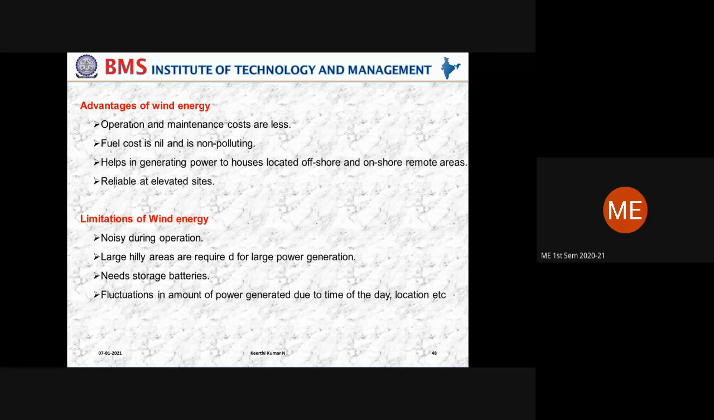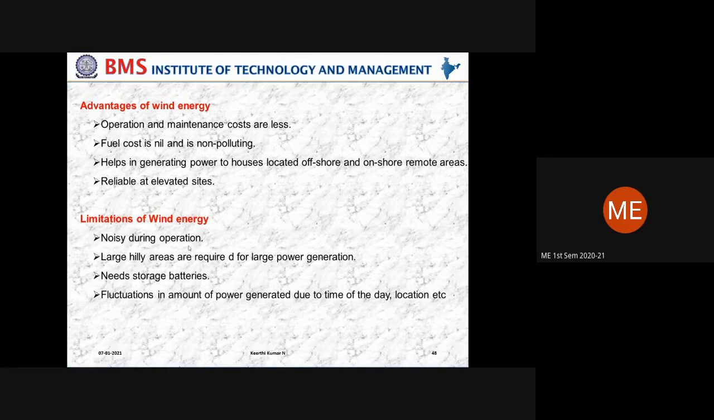And these are all the advantages. What is the advantage of a windmill? Operation and maintenance costs are less. Fuel cost is nil, because we are not going to use any fuel at all to run it, and it is not polluting. It helps in generating power for houses located offshore and onshore, in remote areas, everywhere, and it is reliable at elevated sites. Limitations: it is noisy during operation.